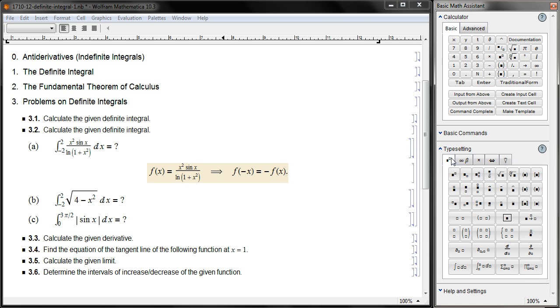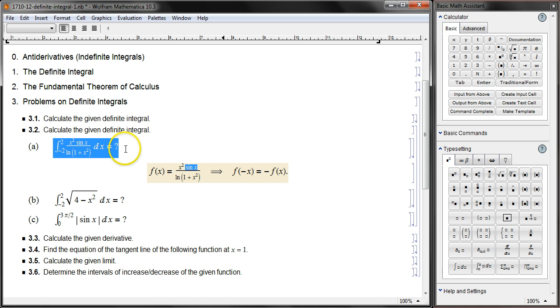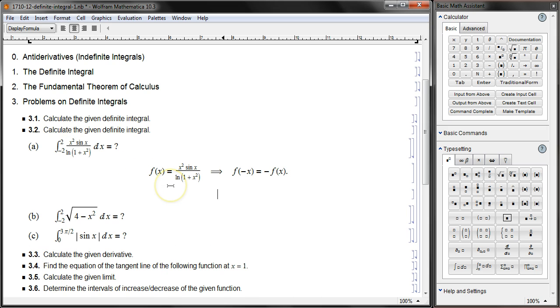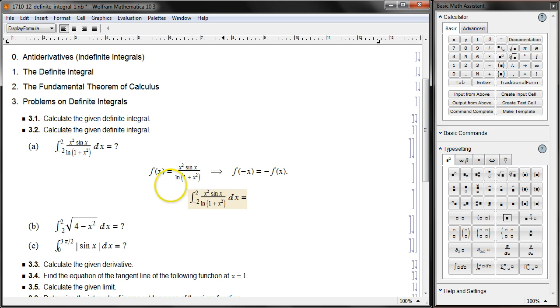The detail is left to the students. The sine function will have a negative sign, and everything else will just stay as positive. So we have positive times negative. So it's an odd function here. And consequently, the graph is symmetric with respect to the origin, and consequently, this is just 0.